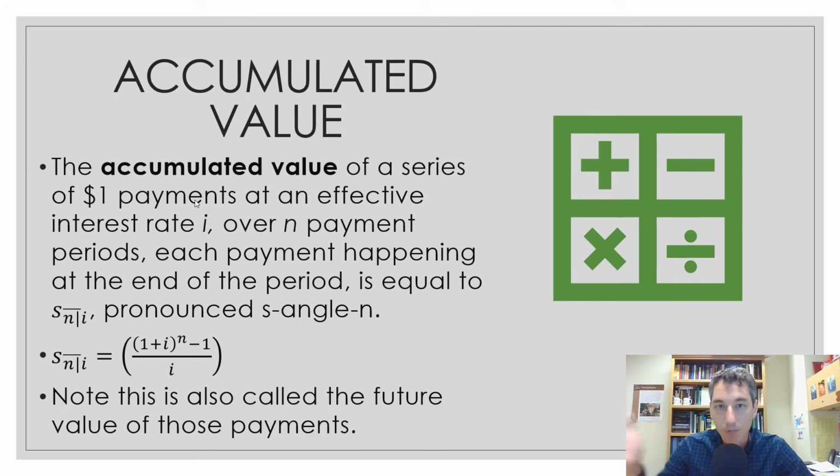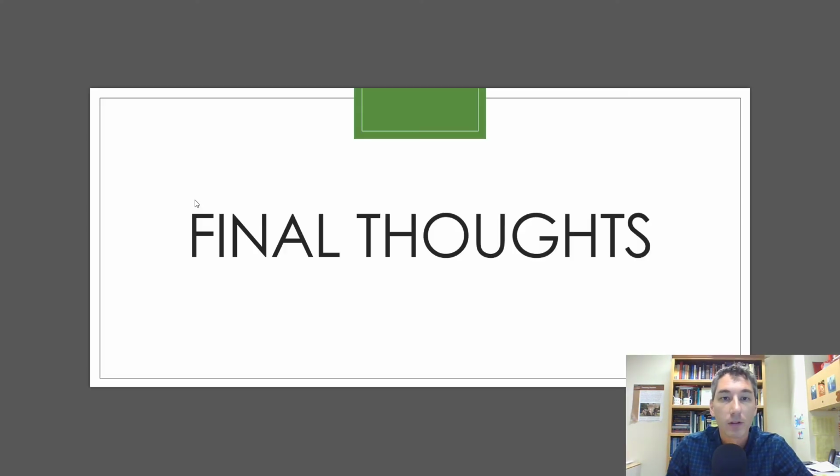We sometimes call this the future value because it's what's the value in the future if I paid in $20 a month for the next 10 years at an interest rate of 2% or something like that. What would it accumulate to? What would it be worth in the future? All right, so there's a nice formula for that.